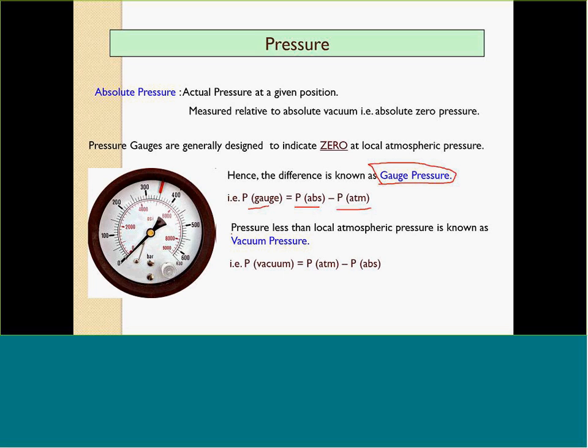When the pressure is less than the local atmospheric pressure, the surrounding that we have, we call it vacuum pressure. What we have right now is related to 1 atmospheric pressure. So the vacuum pressure will be atmospheric pressure minus the absolute pressure. The absolute pressure indicates the actual pressure.